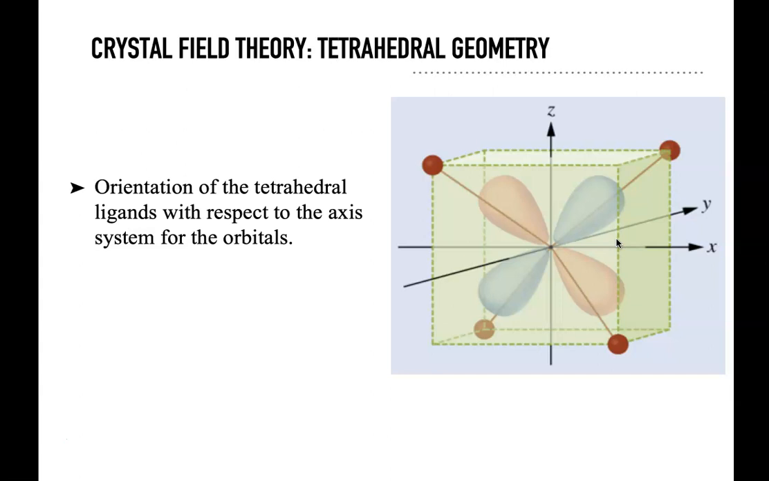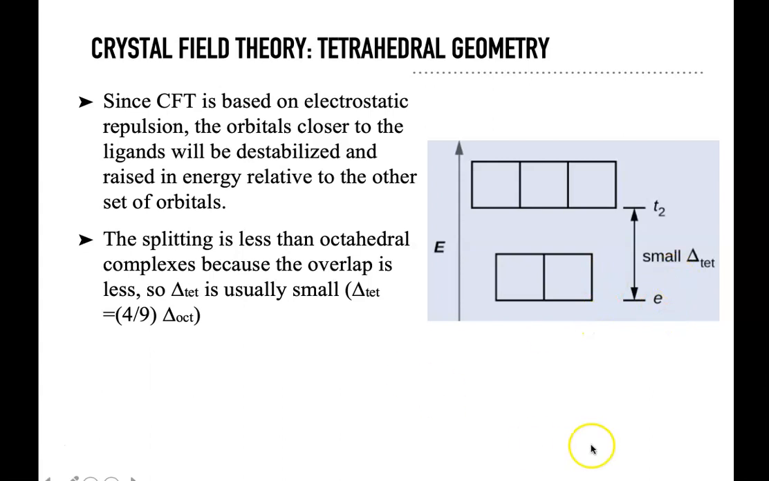So in tetrahedral geometry, e is lower than t2 in their energy level. So the energy difference split is relatively small because they are not overlapping in a linear way. They are a little bit tilted on their axis. So small energy difference between this e and t2 level. Usually the magnitude of this difference is 4 over 9 times the energy splitting in octahedral geometry.